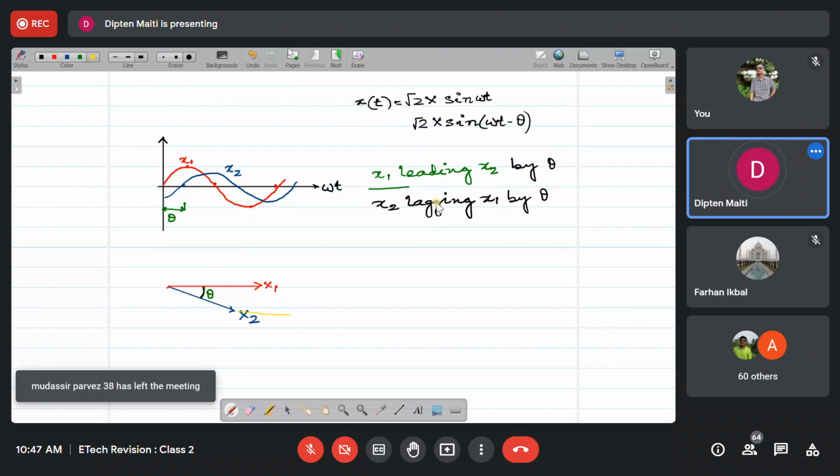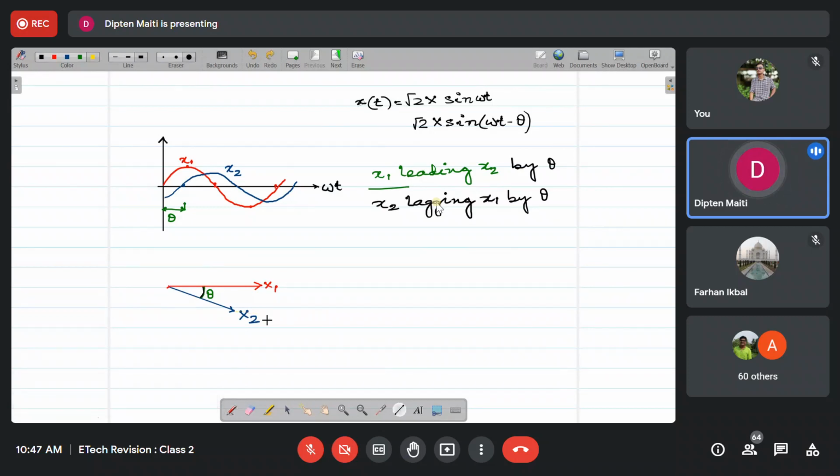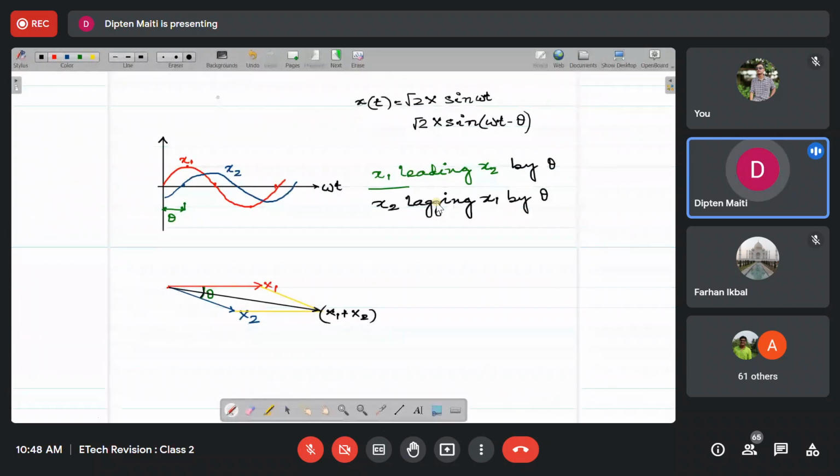Now let's say you want to add x1 and x2. You can use the parallelogram law here. For that you have to draw a line parallel to x1 and a line parallel to x2. Now you can add them up to find the resultant. So the black line would be the resultant, which you can consider as x1 plus x2.